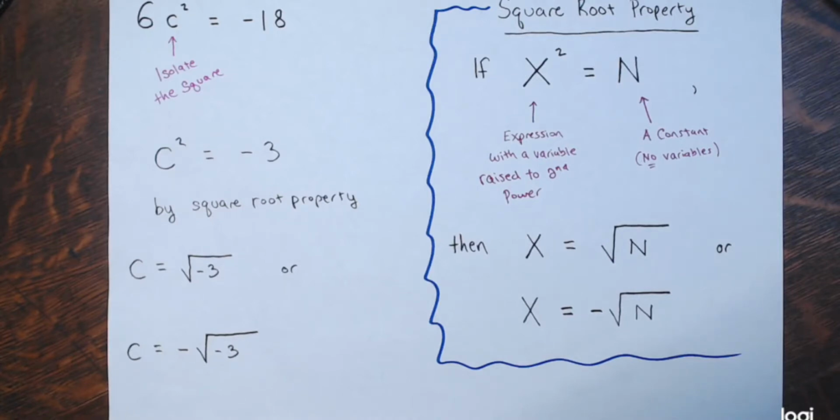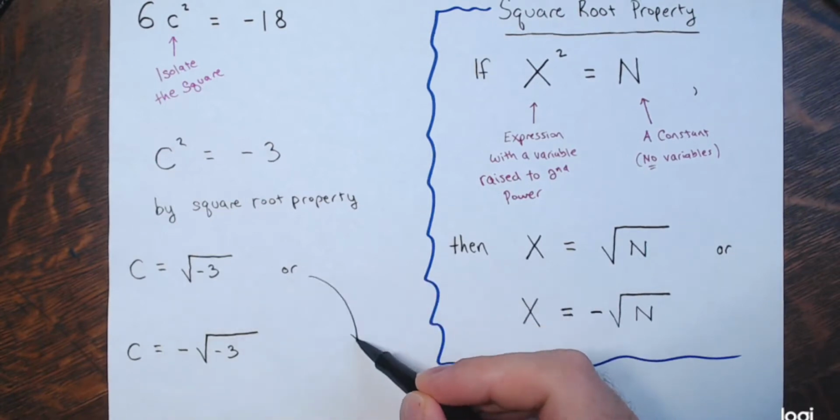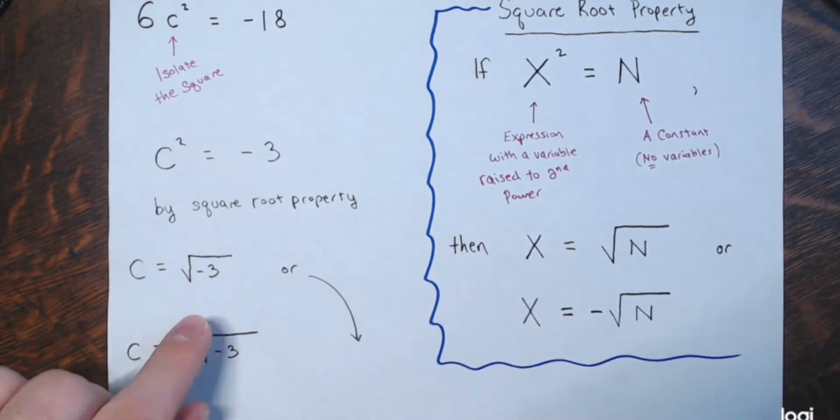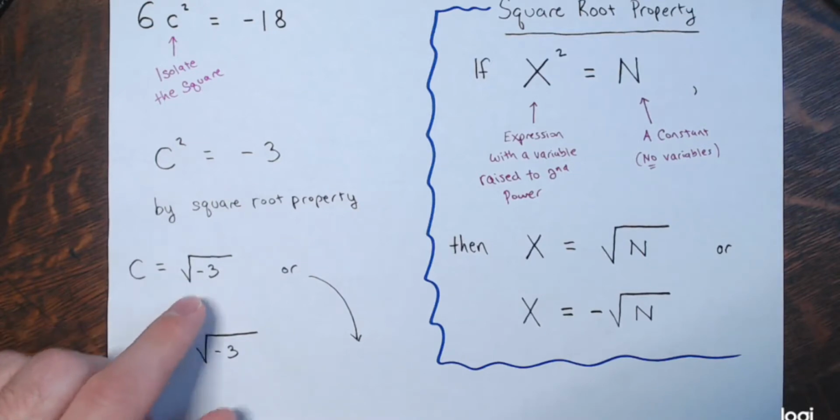And there we go, right? We have our solutions. Now don't forget, when we see square roots of negatives now, we're going to be rewriting them as what they are. They're imaginary numbers. If you recall, even roots of negative numbers are not real. They're imaginary, and I'm going to be writing them as imaginary numbers, as a real number times i.